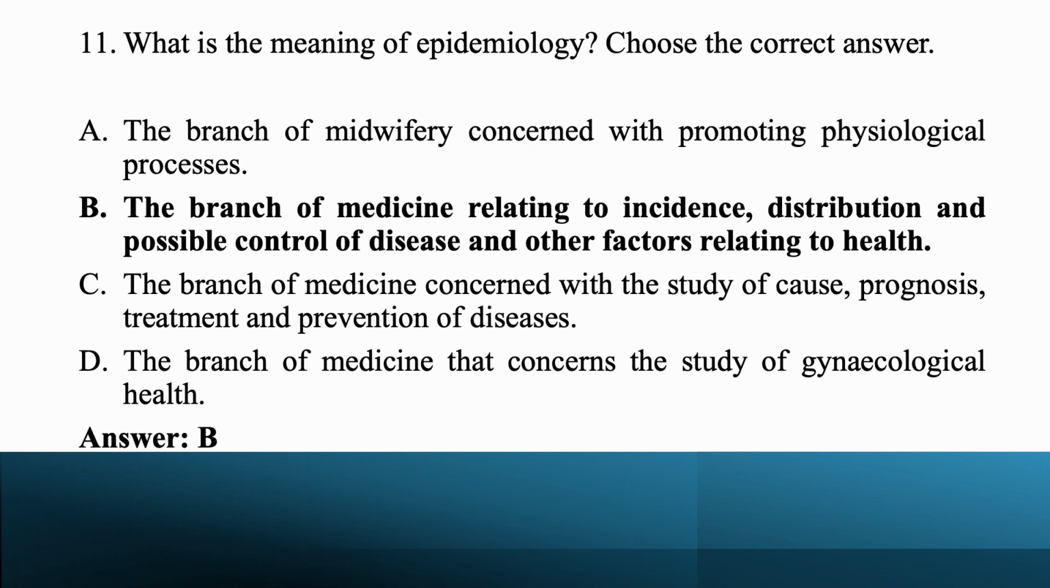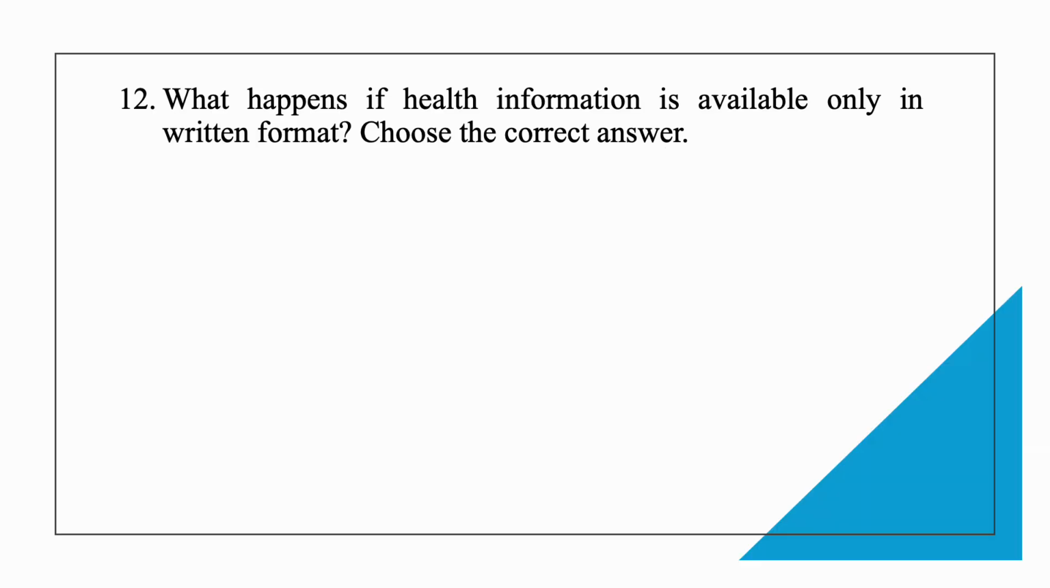The correct answer is option B. The meaning of epidemiology is the branch of medicine relating to incidence, distribution and possible control of disease and other factors relating to health. Question number 12. What happens if health information is available only in written format?